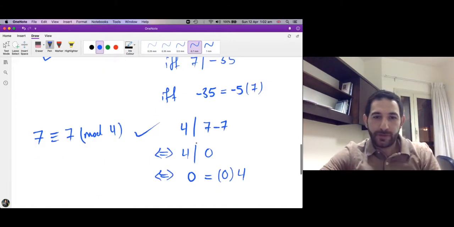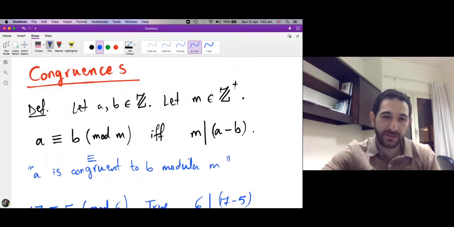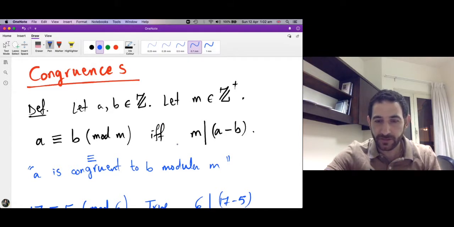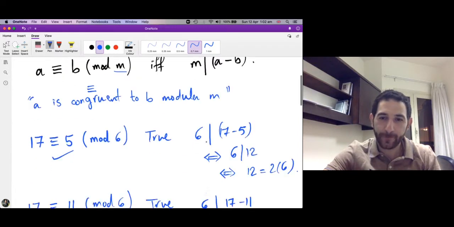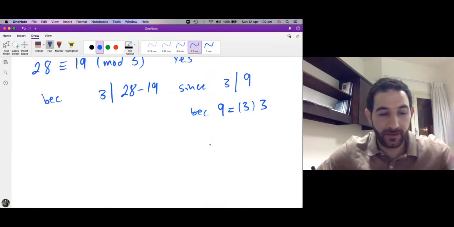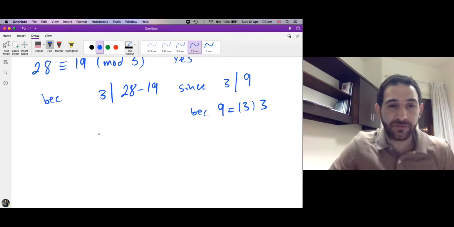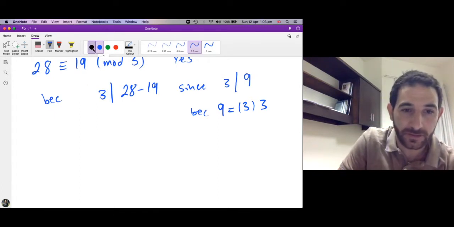Okay, so I hope the idea of congruences is clear now. This is a relation between the integers, where we say that an integer a is congruent to an integer b modulo m if and only if, this is a definition, m divides the difference. Okay, now let's take a very nice theorem which allows us to look at congruences from a different point of view. So let me write here a theorem.